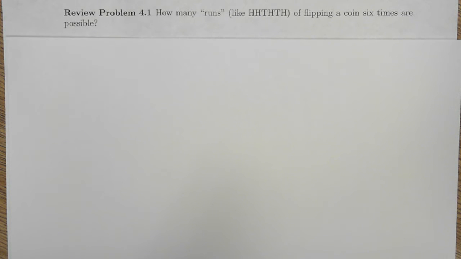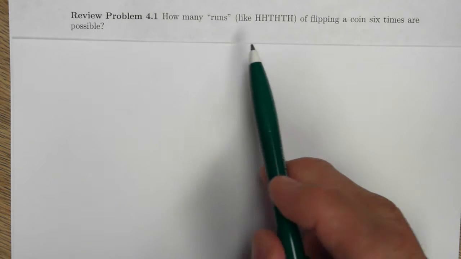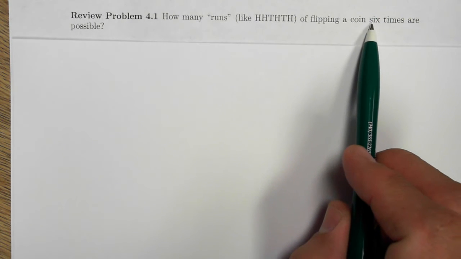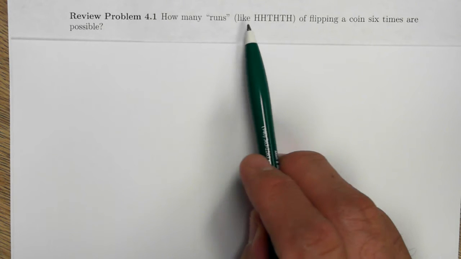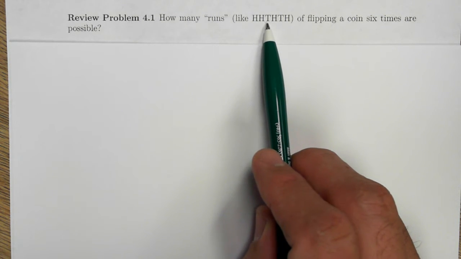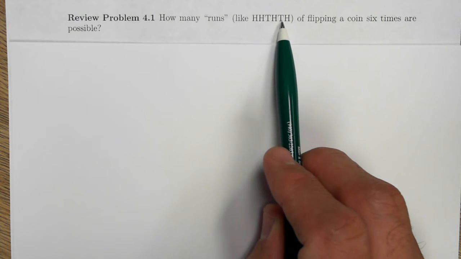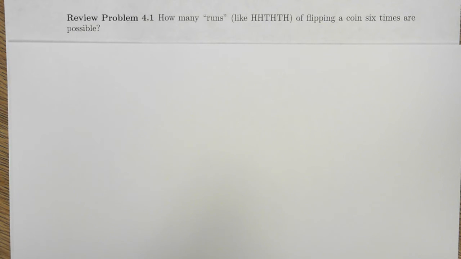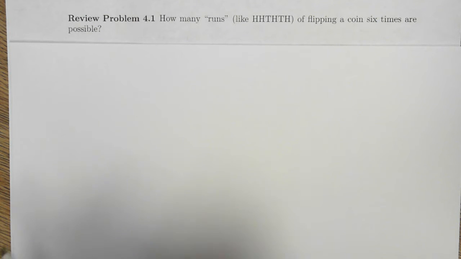Alright, in this video we're going to look at the first three review problems. First off, we flip a coin 6 times. And when we flip the coin, say the first coin could be heads, the second one could be heads, the third one could be tails, the fourth one could be heads, the fifth one could be tails, the sixth one could be heads. How many different runs are possible of flipping a coin 6 times?